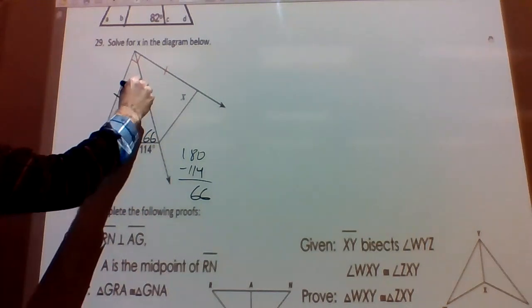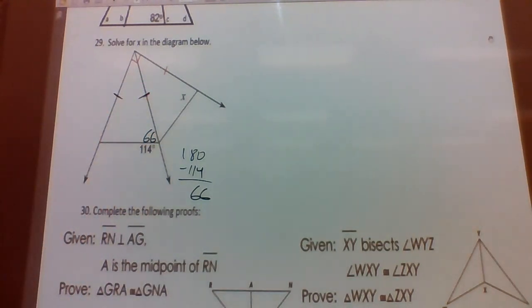Well, we have an isosceles triangle. So by the isosceles triangle theorem, the two angles opposite the congruent sides are going to be congruent themselves. Their measures are going to be equal. The base angles of an isosceles triangle are equal. So this one is also going to be 66.